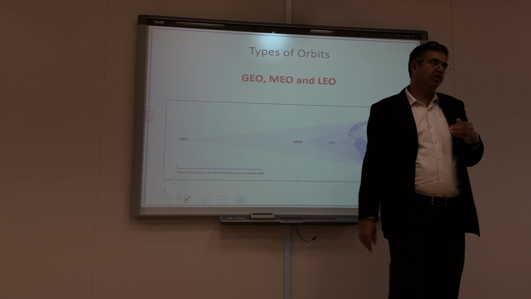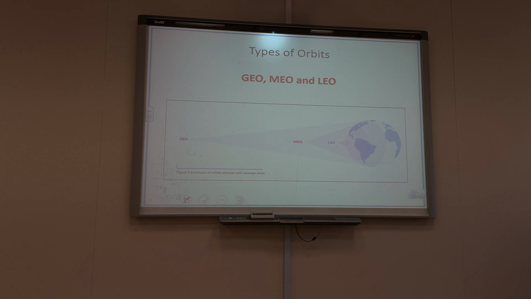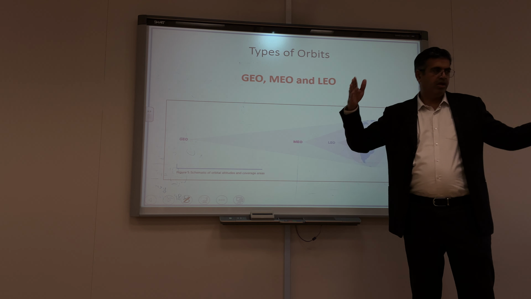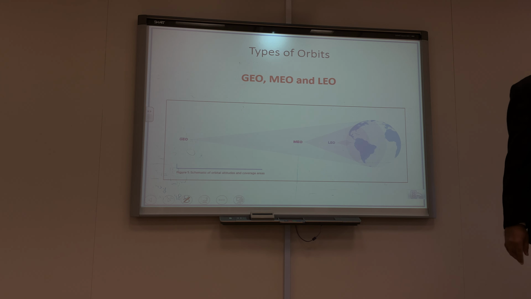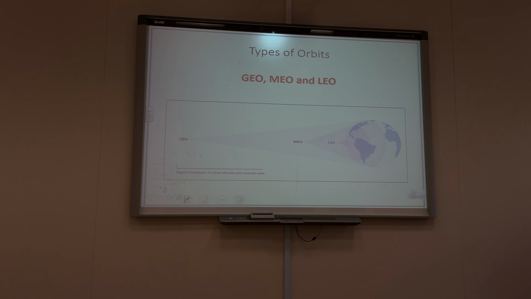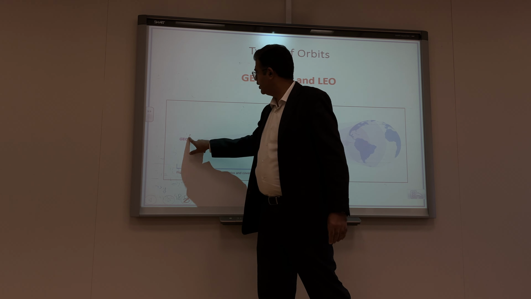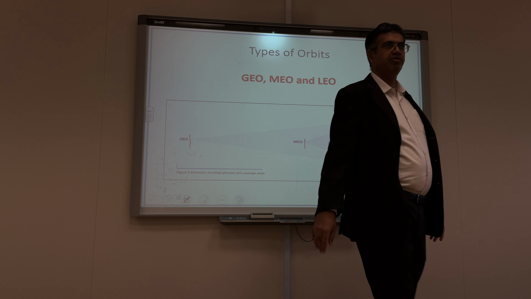So, GEO is the farthest from the Earth, LEO is the closest to the Earth, and MEO, the middle Earth orbit, is in between the LEO and the GEO. Okay. Now, if you have three satellites, one in LEO, one in MEO, and one in GEO, which will give you the biggest coverage?